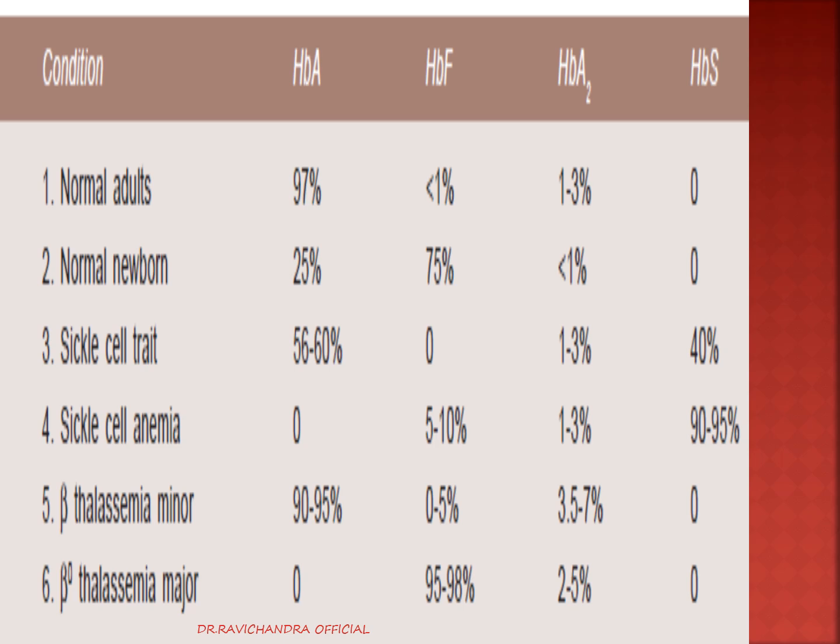In sickle cell trait and in sickle cell anemia, there will be HbS. HbS will be 90 to 95% in sickle cell anemia, whereas it is 40% in sickle cell trait. And there may be hemoglobin F, and definitely there will be hemoglobin A too in the trait. In beta thalassemia minor and beta thalassemia major, there will be no HbS, but HbA will be 90 to 95% in beta thalassemia minor, whereas HbF will be more in beta thalassemia major.